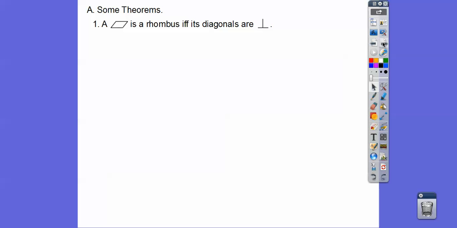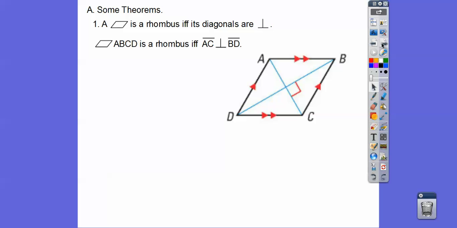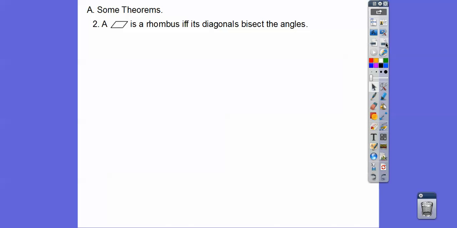So here's some theorems. A parallelogram is a rhombus. Remember, a rhombus is all sides equal. So if and only if its diagonals are perpendicular. So this is a parallelogram if that diagonal makes a right angle with that diagonal right there. Okay, so parallelograms are rhombi, making this side equal to this side equal to this side equal to this side. So this parallelogram is a rhombus as long as the diagonals are right angles right there.